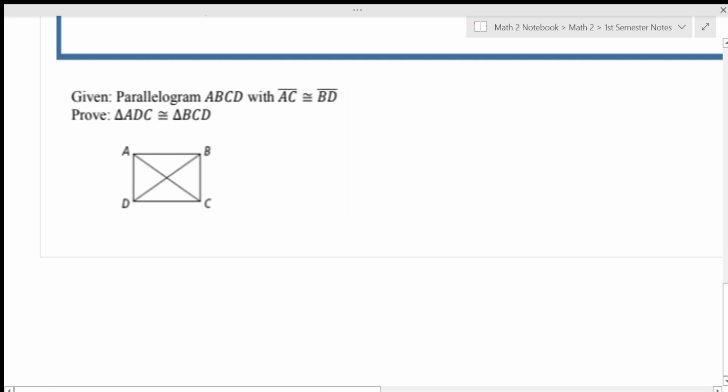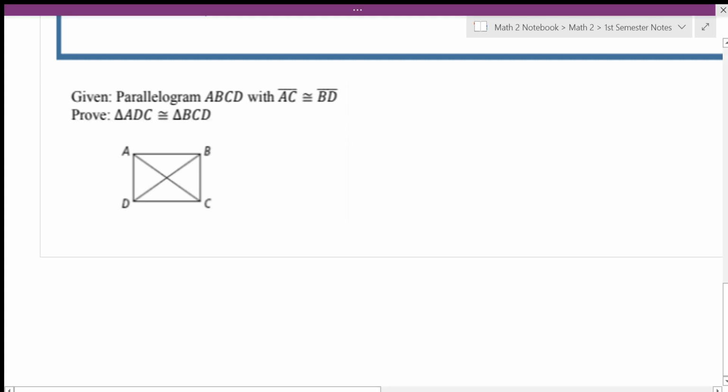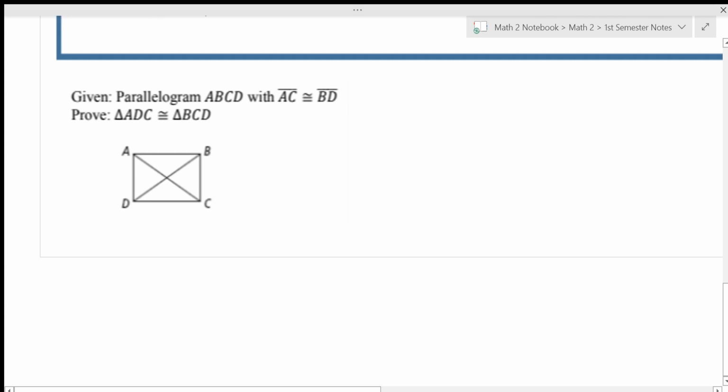So on this one, we're not trying to prove that this is a parallelogram. We are trying to prove that triangle ADC is congruent to triangle BCD.